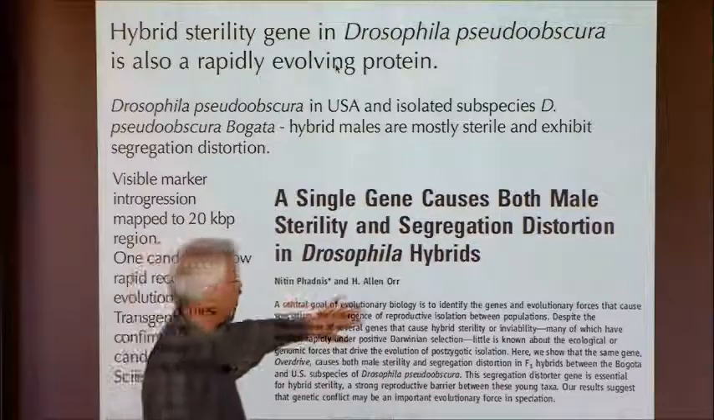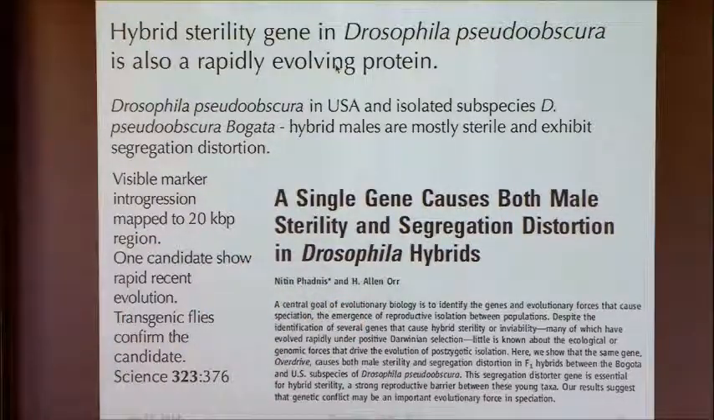This is in a different species, Drosophila pseudoobscura, and this gene seems to be involved in genomic conflict. It not only causes sterility, but it also disturbs the transmission ratio of the chromosome. So it's involved in chromosome transmission too. And many people suspect that genomic conflict, just because it is so strong and can lead to very rapid evolution in a few systems where it's been studied, could underlie a great deal of the observed evolution of hybrid sterility.